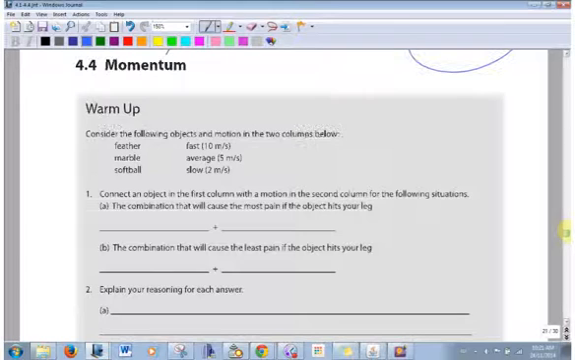So, little warm-up, it's worth looking at. We got three separate items here. We got a feather, a marble, and a softball. Okay? We have three choices of speed. Given a choice from column A and a choice from column B, which combination would hurt the most if we threw it at you? Jeff?